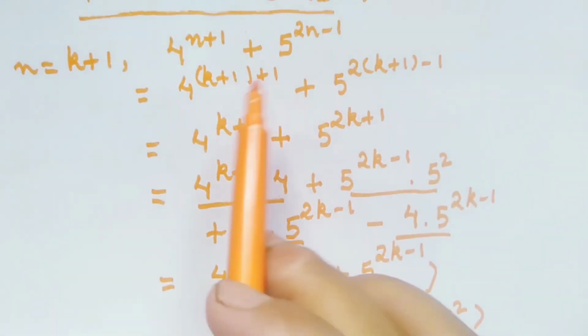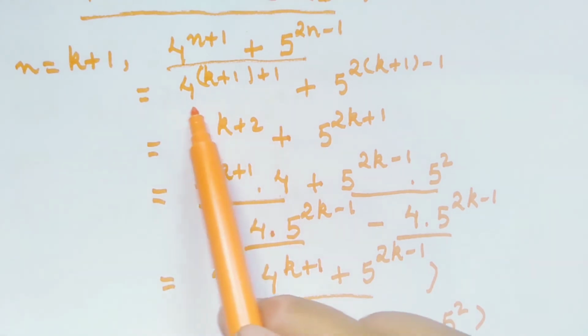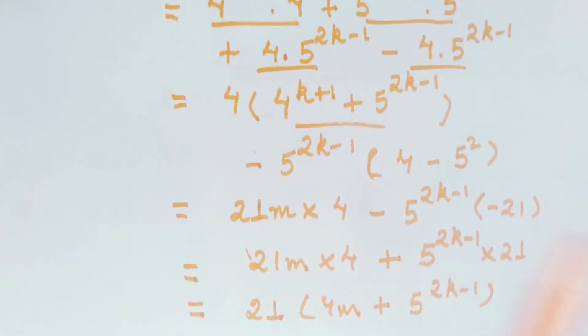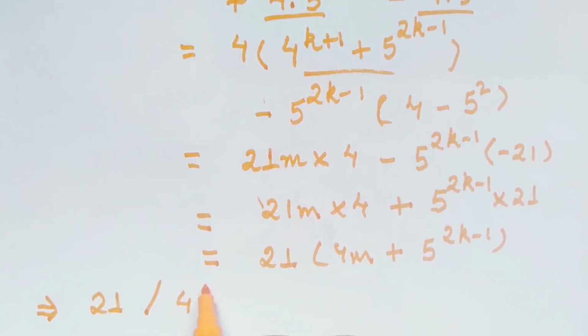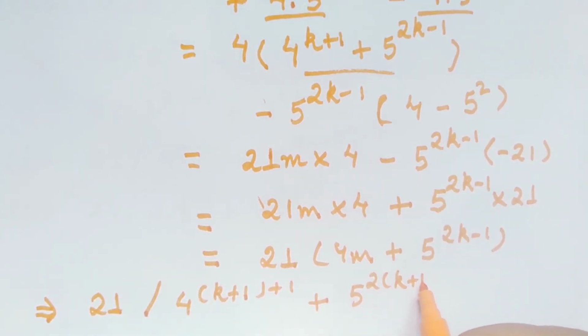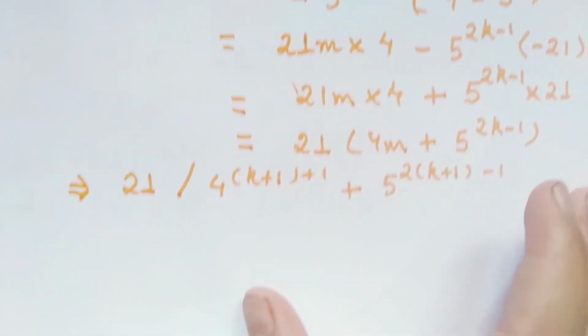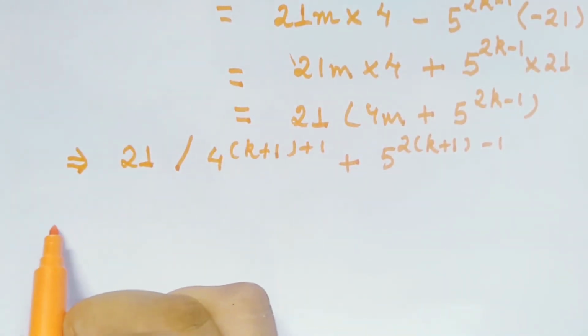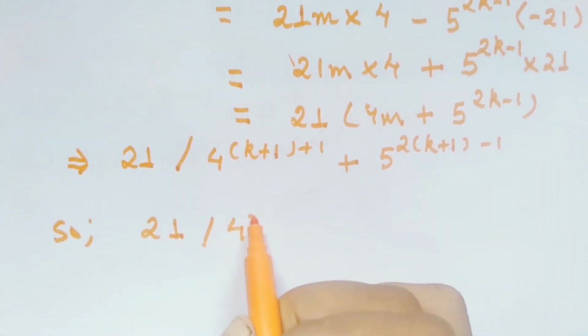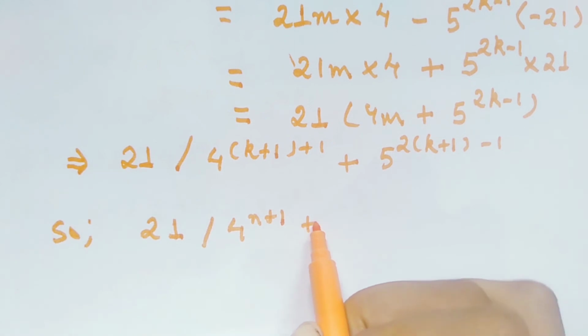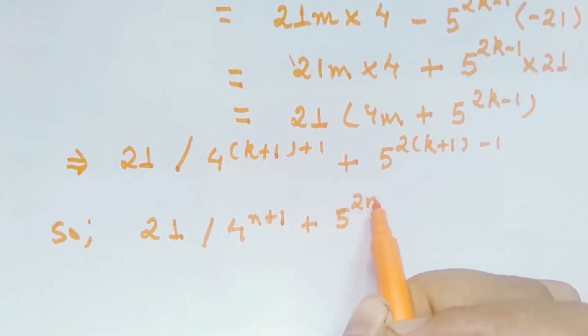Now see, this is a multiple of 21, so it implies that 21 divides 4 to the power k plus 1 plus 1 plus 5 to the power 2k plus 1 minus 1. So using mathematical induction, we conclude that 21 divides 4 to the power n plus 1 plus 5 to the power 2n minus 1.